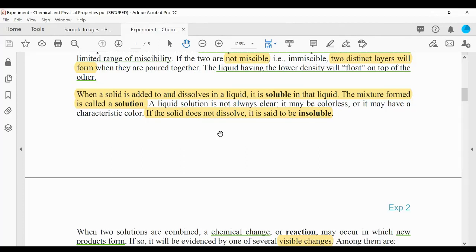It's basically a solid that is dissolved in a liquid. How do we call the solid? The solute. How do we call the liquid? The solvent. The solute and the solvent make a solution.